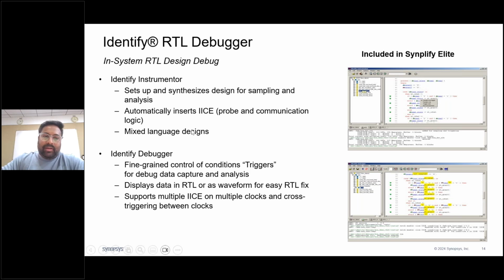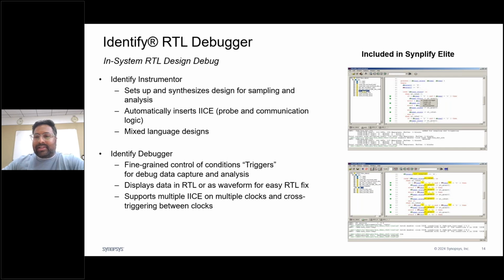Okay, it automatically inserts the ICE. ICE is nothing but in-circuit emulator, which will probe and communicate with your logic. And at the same time, Identify Debugger supports mixed language designs. Once you instrument your design, then after doing synthesis and place and route, you can program your bit file into your FPGA, right? Now Identify Debugger will communicate with your FPGA, or the design running on the FPGA, and it will help you to generate the triggers.